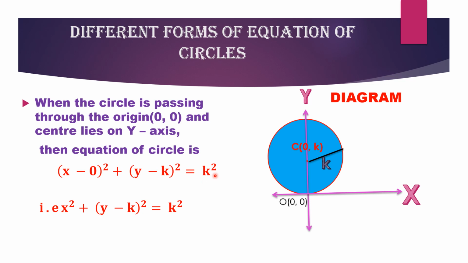Here the radius of the circle equals k, because the x coordinate will be 0, and we find the distance between the center and origin, or origin to center. This will be k. Therefore, the radius equals k. This is the form of the circle.